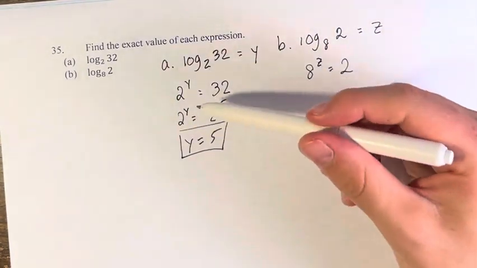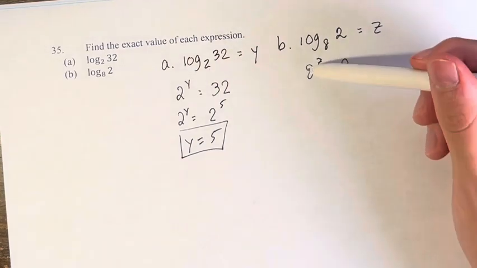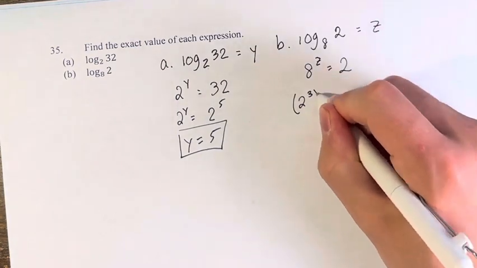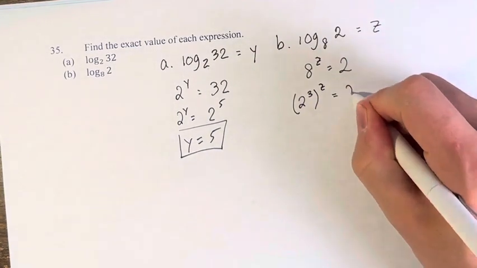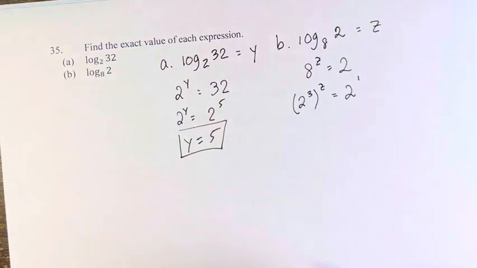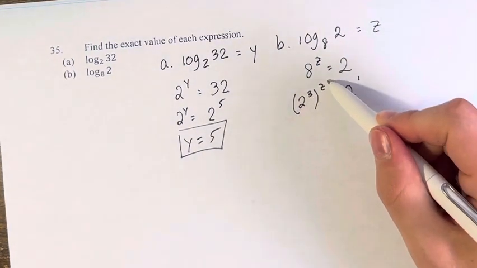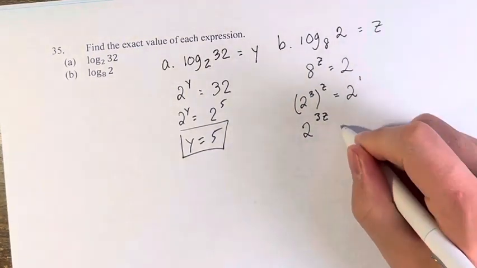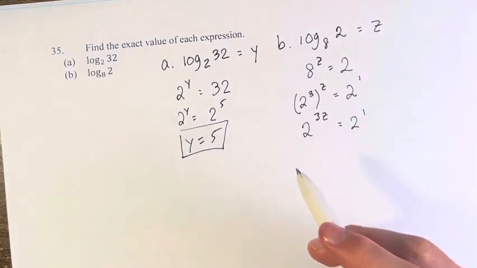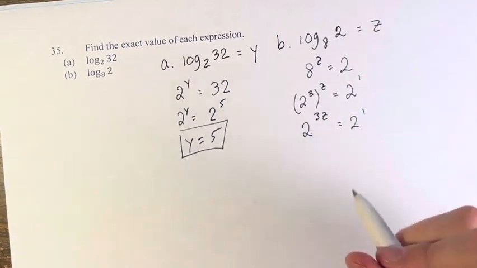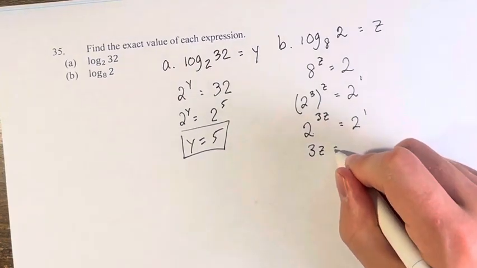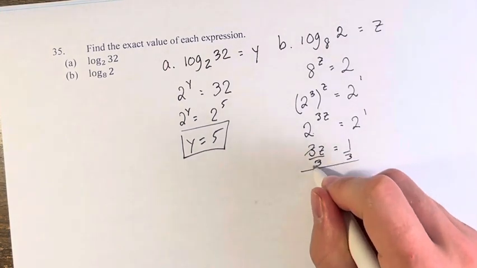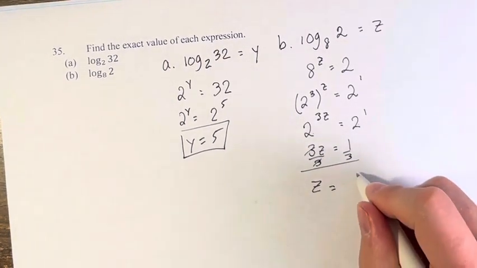Now we just have to turn these into a common base, just like we did here. 8 is equal to 2 cubed, so this is 2 to the 3 to the z, and this is equal to 2 to the 1, which is just 2. When you have 2 to the 3rd power to the z power, one power to the other means you multiply them, so this is 2 to the 3z is equal to 2 to the 1. And again, we have the same base, so therefore the exponents, 3z and 1, are equal. And now we just divide by 3. This cancels. We get z is equal to 1/3.